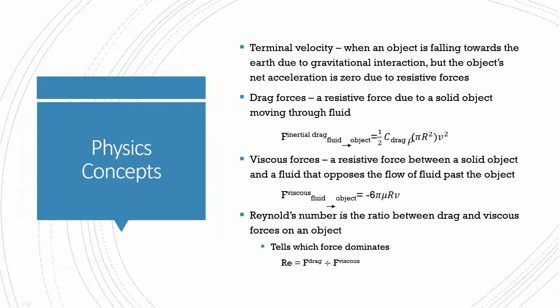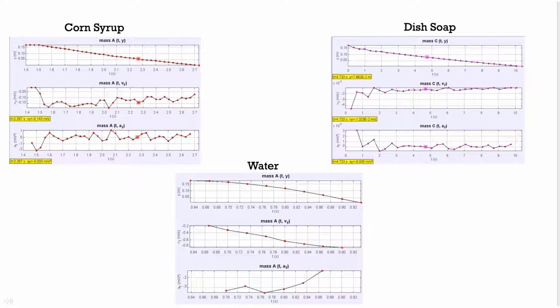There are a few physics concepts needed to understand everything we did in this experiment. First, terminal velocity is when an object is falling toward the Earth due to gravitational interaction, but the object's net acceleration is 0 due to resistive forces. Drag forces are resistive forces due to a solid object moving through fluid. Viscous forces are resistive forces between a solid object and a fluid that opposes the flow of fluid past the object. And finally, Reynolds number is the ratio between drag and viscous forces on the object, and this tells you which force dominates.